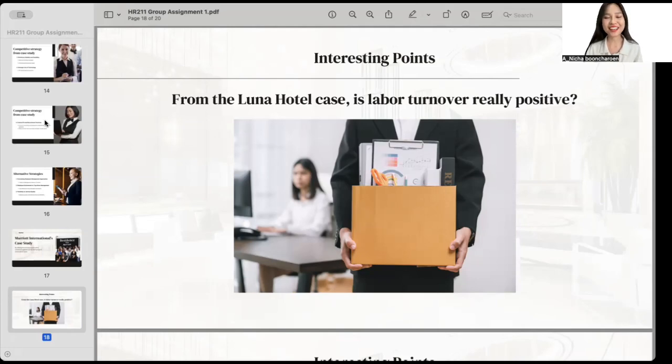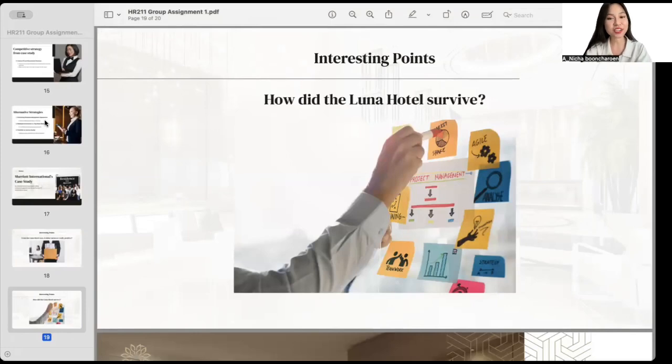But another question is, what if those people who left are actually good? From the time I read about the Luna Hotel case, I always wondered, what's going on with your hotel? What's going on with your HRM strategy? That continues to another question. How did the Luna Hotel survive? My answer is that the Luna Hotel survived because of the employees.